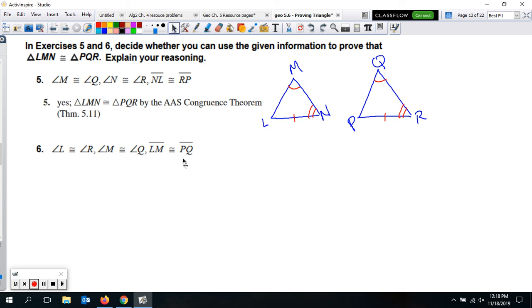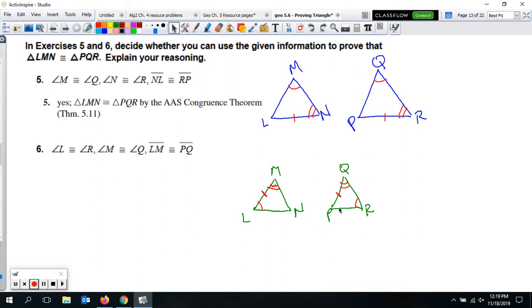All right, so 6 should be done now. You drew them, and it should look like something like this. You got your same 2 triangles there, but now the congruent marks may be a little different. L and R congruent, so these angles here. So L and R congruent. And then M and Q congruent. So we got M and Q up there congruent. And then we have LM, PQ. Those sides are congruent. So LM right here, PQ here. And as you can see on this one, you have an angle, side, angle situation, but here you do not.